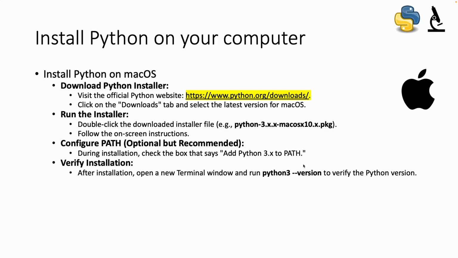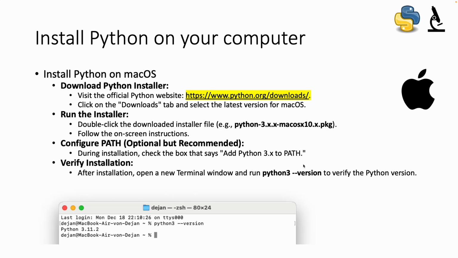So on a Mac, this could look like this. In the terminal window, you type python3 minus minus version and find the version here. In my case, it's Python 3.11.2.